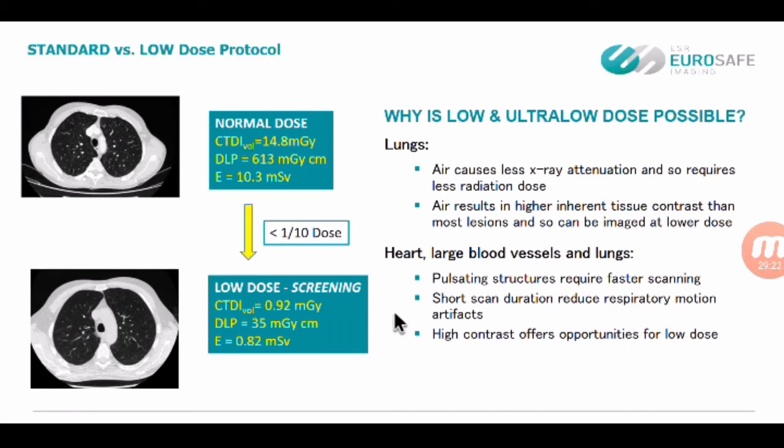For a normal dose protocol, we can have a CTDIvol, this is an example, of around 14 milligray and an effective dose of around 10 millisievert, while in a low-dose protocol for lung cancer screening, for example, we can achieve 1/10 of the dose. Why is this possible? Because we have lungs, and air causes less X-ray attenuation, which results in higher inherent tissue contrast than most lesions, and so can be imaged at lower doses.